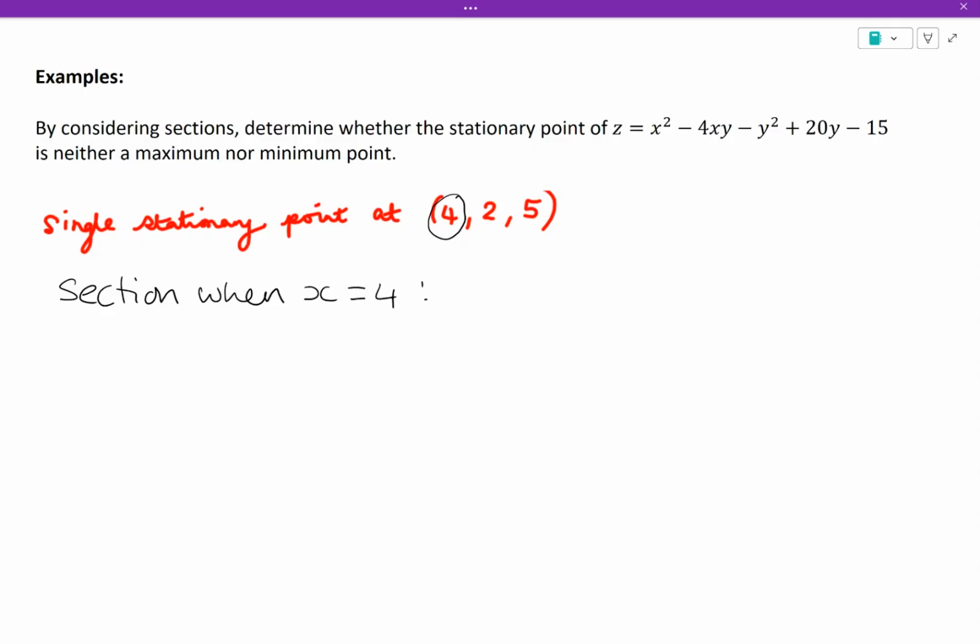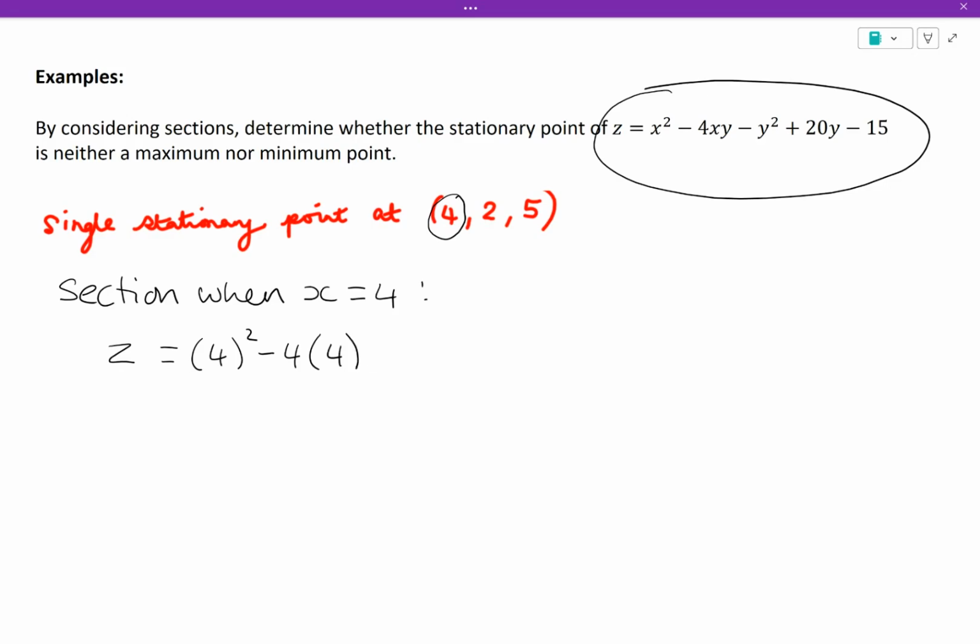So what I'm going to do is substitute x equals 4 into our surface equation, so we get the equation of the section. So I'd have z is equal to 4 squared, take away 4 times y, take y squared plus 20y, subtract 15.